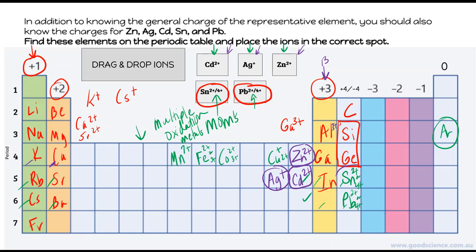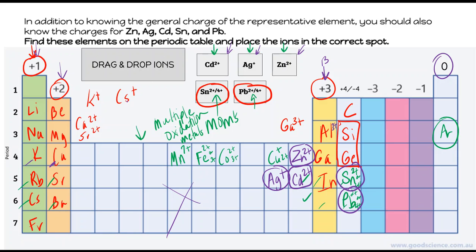And then our lovely tin and lead, make sure you memorize those two as well. The rest of them, you don't have to memorize anything else in this section, so don't worry about that. But you do have to know, like, group 1 is +1, group 2 is +2, group 13 is +3, 14 is ±4, 15 is -3, 16 is -2, halogens or 17 is -1, and then the noble gases always go to formal charge of 0.